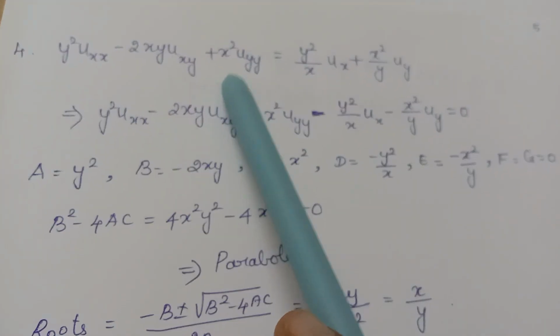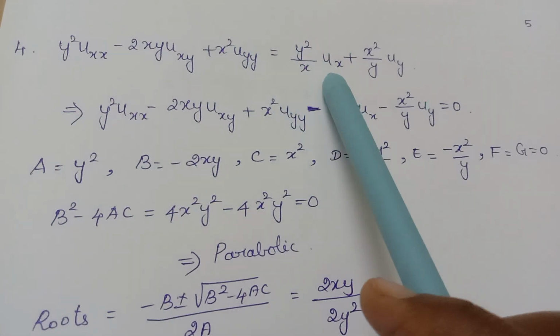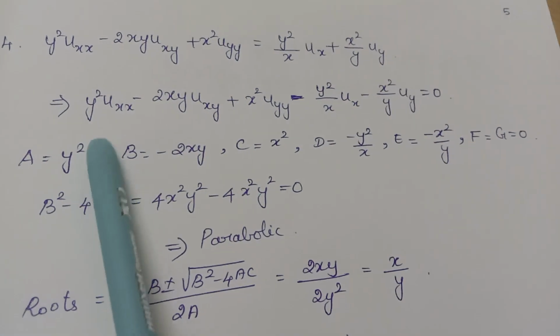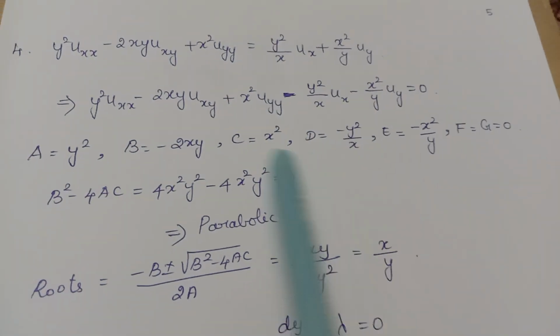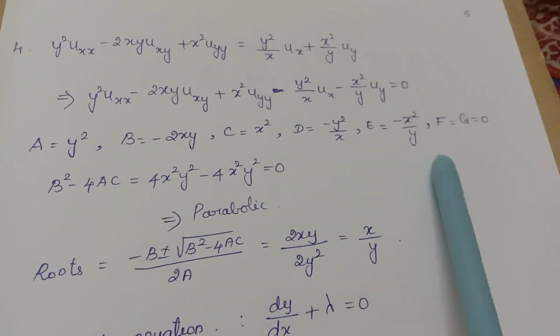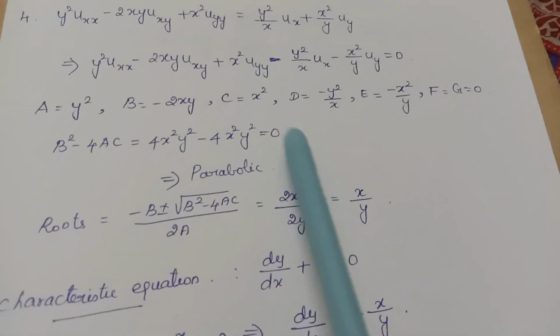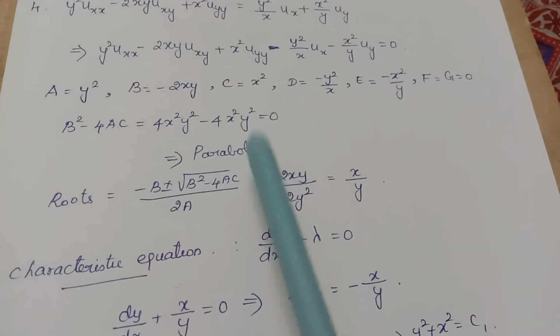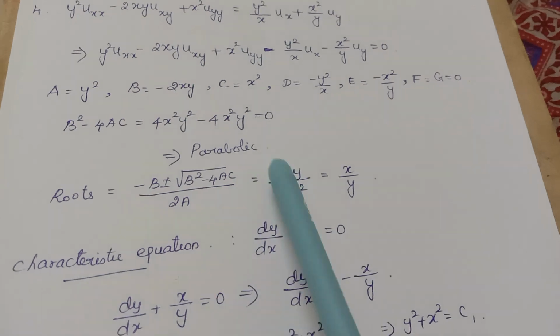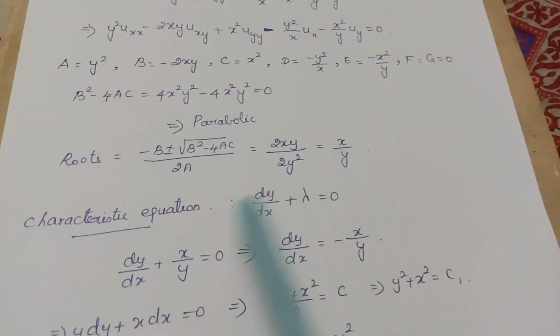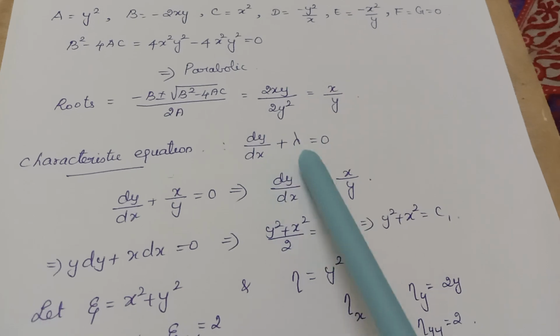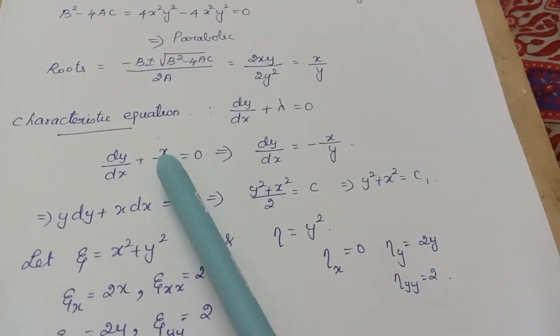Okay, that's all. Then last problem, y square into uxx minus 2xy into uxy plus x square into uyy equal to y square by x ux plus x square by y into uy. Bring all the terms to the left hand side and identify a, b, c, d, e, f, g. After that, check the sign of b square minus 4ac. It is 0, so it is parabolic. Parabolic means you will be having only one root. So the root is given by minus b by 2a, that is x by y. So the characteristic equation is dy by dx plus lambda, that is this root, plus x by y equal to 0.